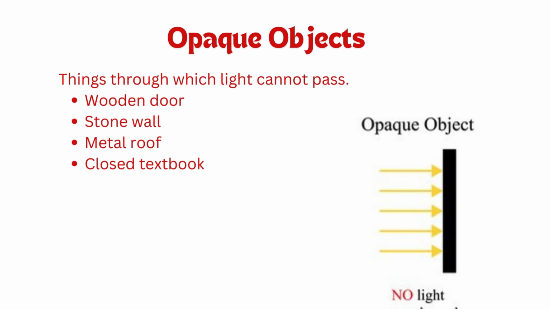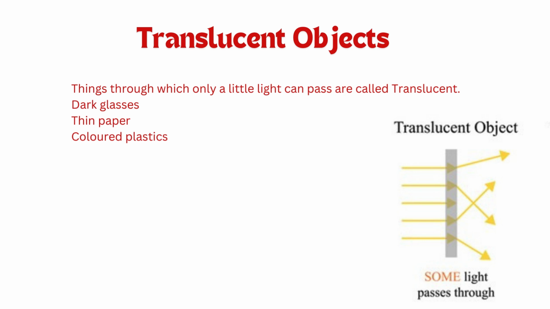The first one is opaque objects. Things through which light cannot pass are called opaque objects. For example, a wooden door, stone wall, metal roof, closed textbook. In these, the light cannot pass. The next one is translucent objects. Things through which only a little light can pass are called translucent. For example, dark glasses, thin paper, colored plastics.